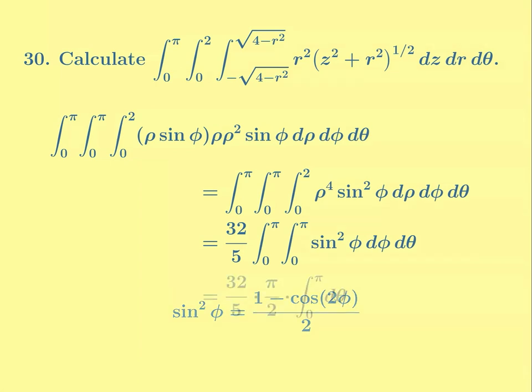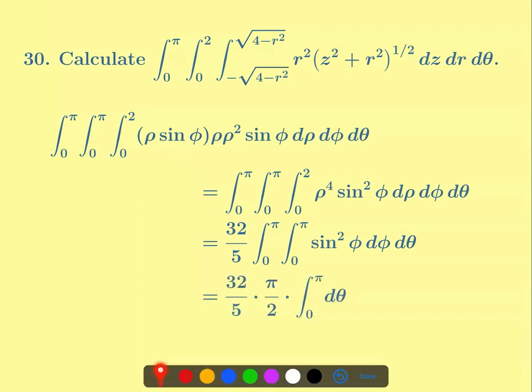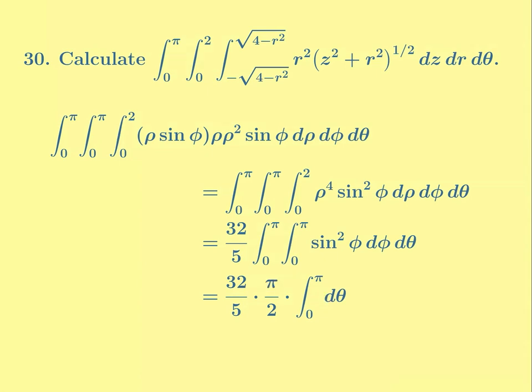So we get 32 over 5 times pi halves times what's left is the integral from 0 to pi d theta. This is going to just give us theta evaluated from 0 to pi, which is just pi. So we get a pi from here. We can replace the 32 over 2 with 16. So we get 16 times pi squared, because we have 2 pi's here, divided by 5.